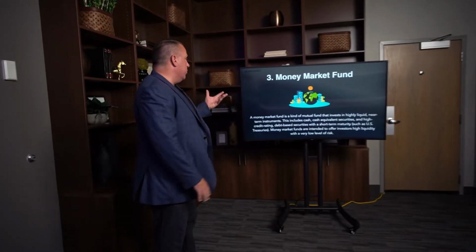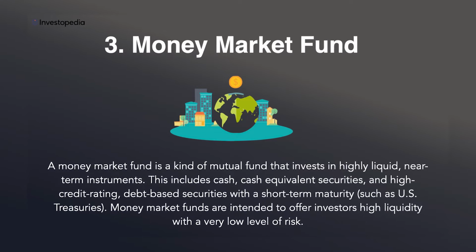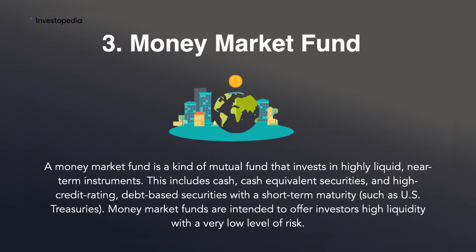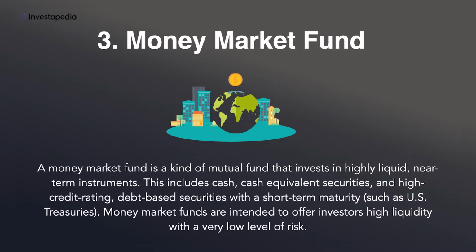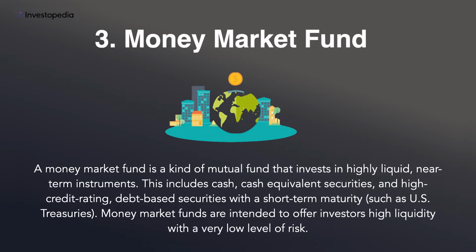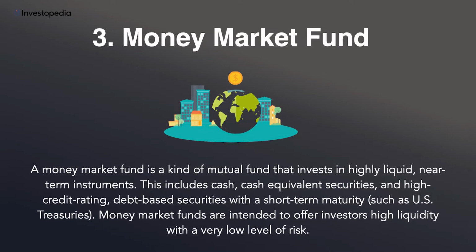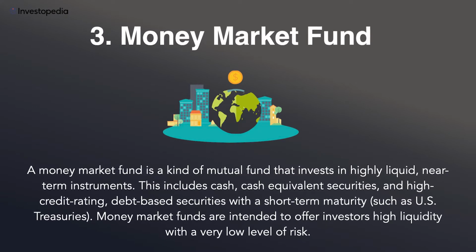So let's talk about number three, which is money market fund. A money market fund is a kind of mutual fund that invests in highly liquid, near-term instruments. This includes cash equivalent securities, and high credit rating, debt-based securities with a short-term maturity, such as U.S. Treasuries. Money market funds are intended to offer investors high liquidity with a very low level of risk, and that's according to Investopedia. It sounds, it smells, and feels like, okay, this is very safe. Maybe it's going to do better than a savings account, but at the end of the day, it's not going to change your world. If the market goes up and if the market goes down, your money's going to kind of stay intact and you're going to have your principal.